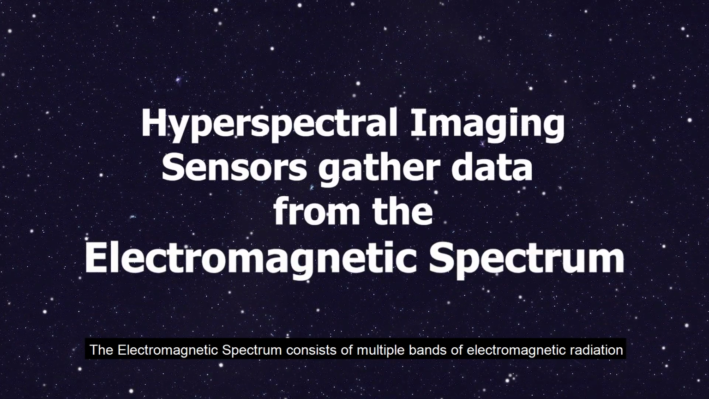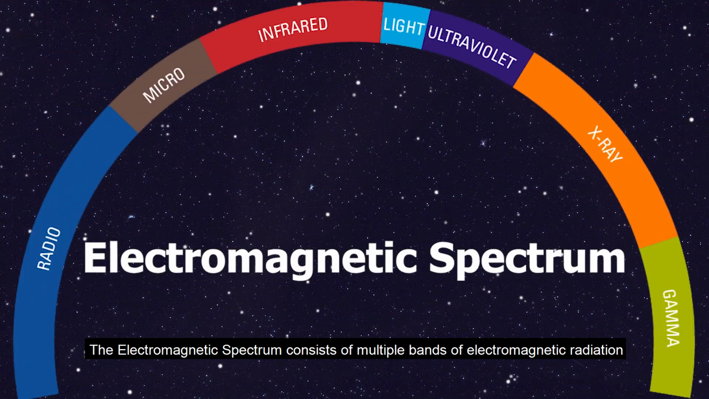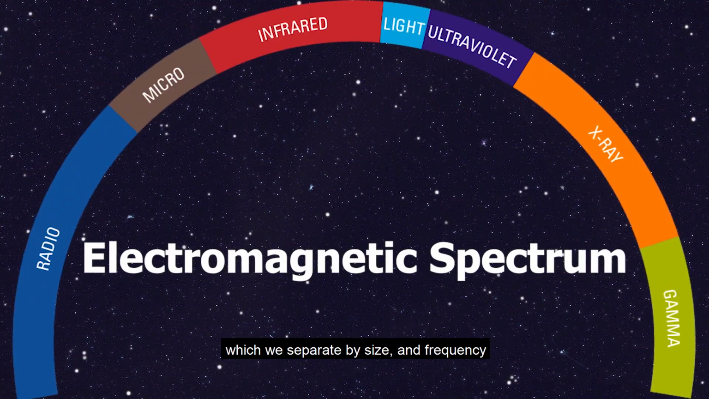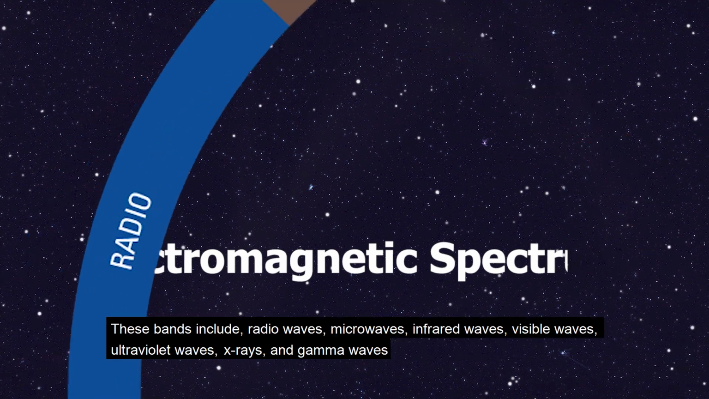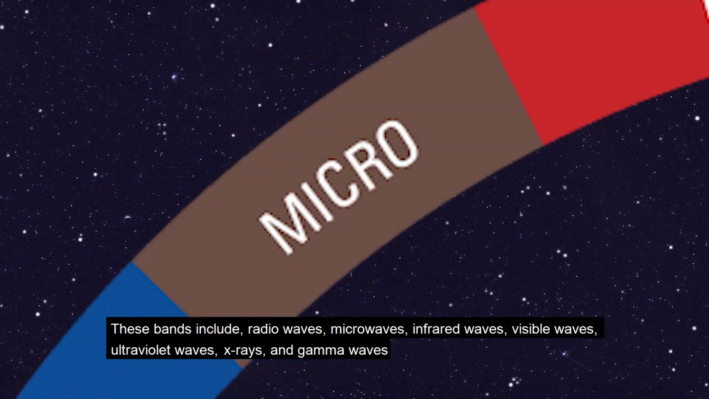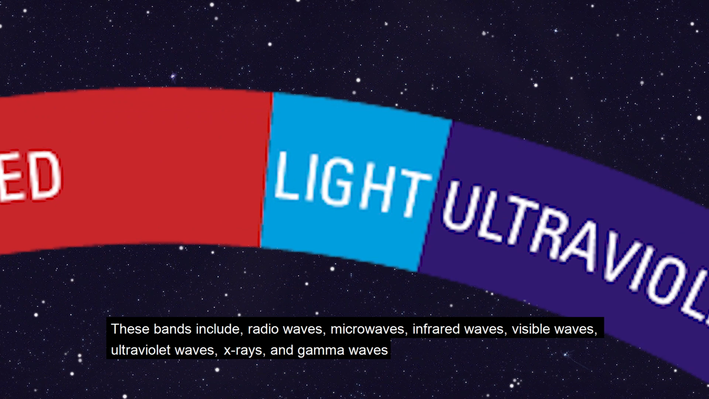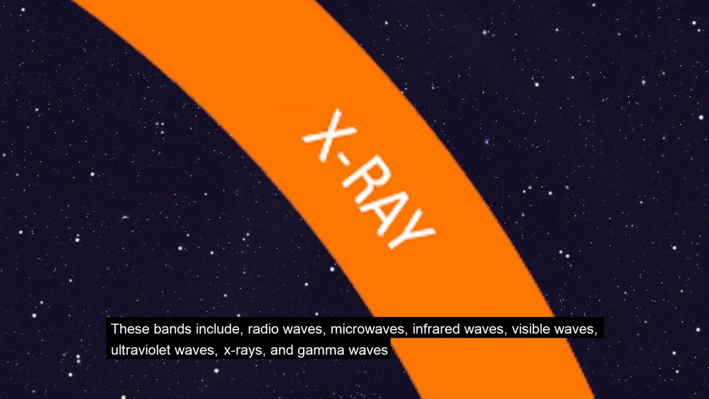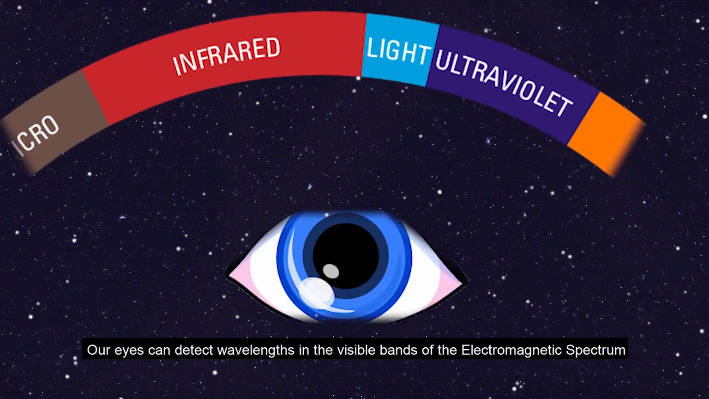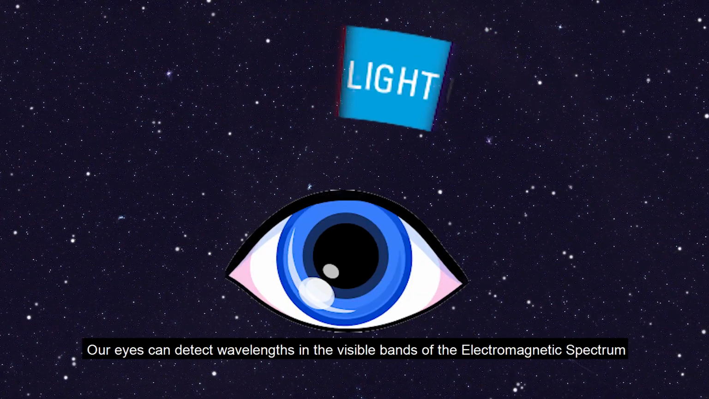The electromagnetic spectrum consists of multiple bands of electromagnetic radiation, which we separate by size and frequency. These bands include radio waves, microwaves, infrared waves, visible waves, ultraviolet waves, X-rays, and gamma waves. Our eyes can detect wavelengths in the visible bands of the electromagnetic spectrum.